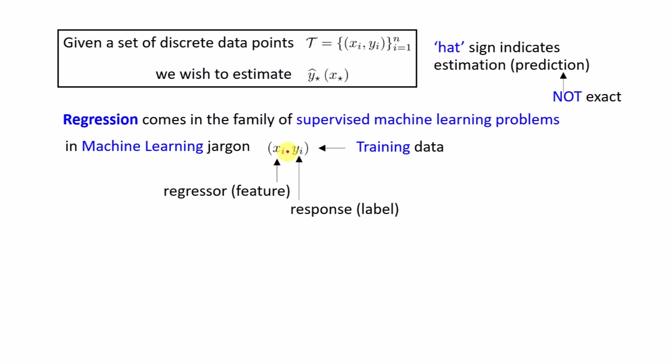This x variable is called the regressor, or it is sometimes called a feature. The y variable is called the response, or it is sometimes called a label. Every x is given a label, that is the corresponding y.